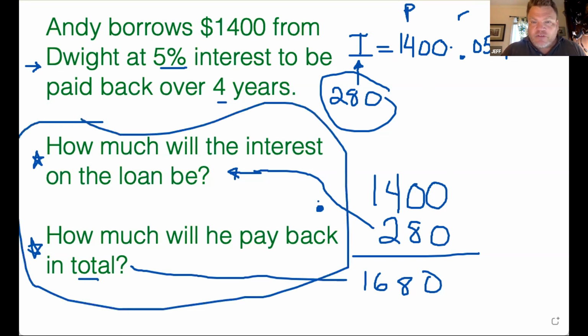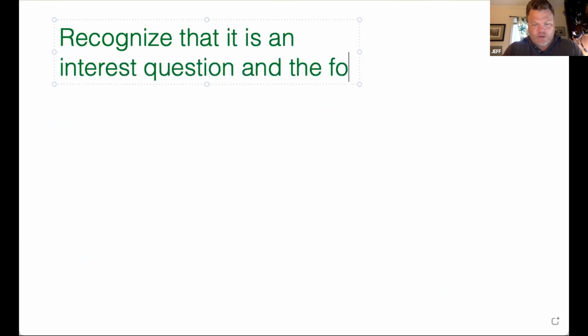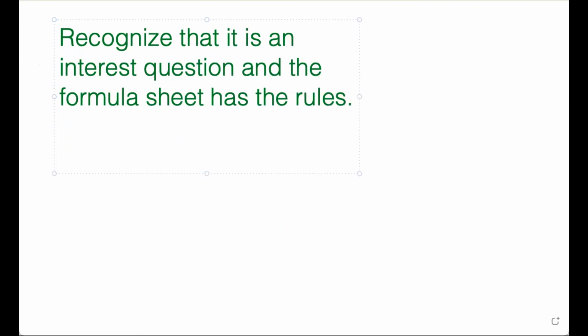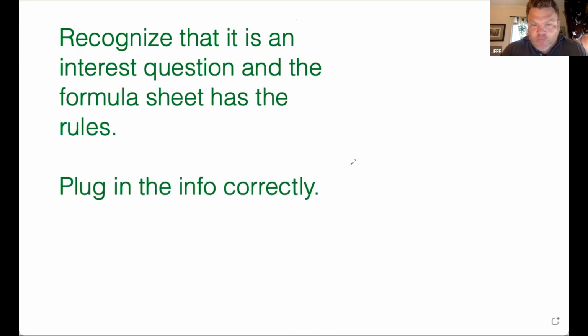So I'm going to clear all this out, and we're going to say what's the important thing about answering questions. First, we got to recognize that it is an interest question. And formula sheet, the rules. Next, we've got to plug in the info correctly. 2 quick things on the curveball.